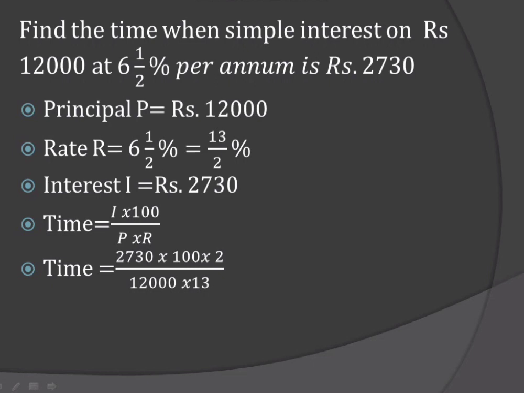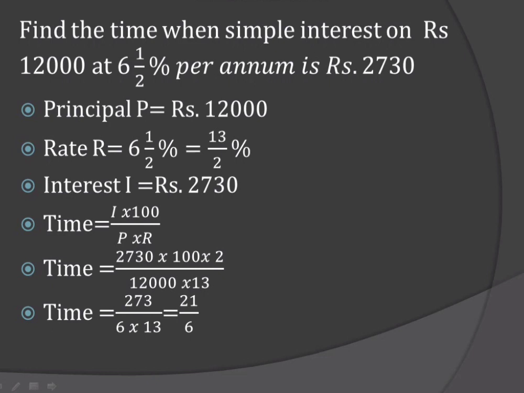So 13 is in the denominator and 2 goes in the numerator. Now see, there are 3 zeros, so I can cancel 3 zeros with it. Here 273 is there, and now this 2 can be cancelled out with this 12, so I will get 6. So here we will have 273 upon 6 into 13.